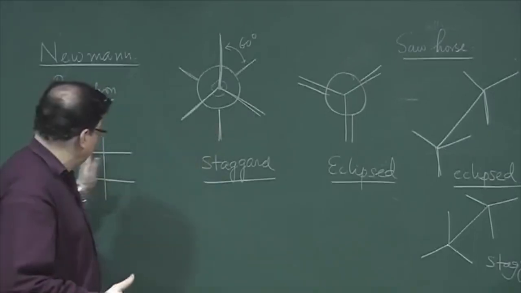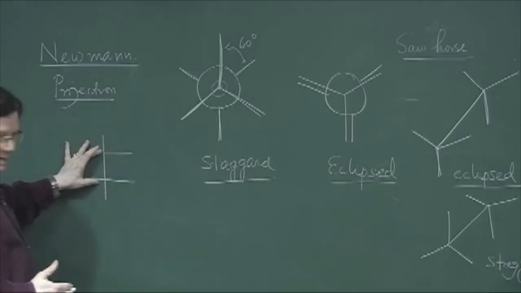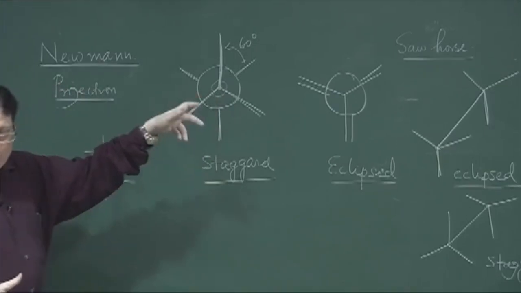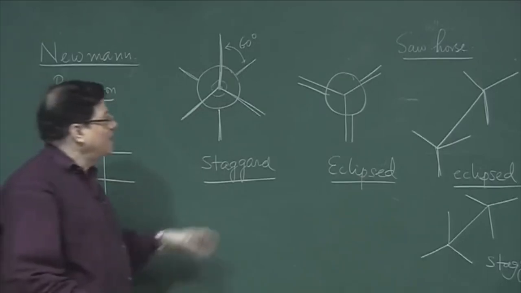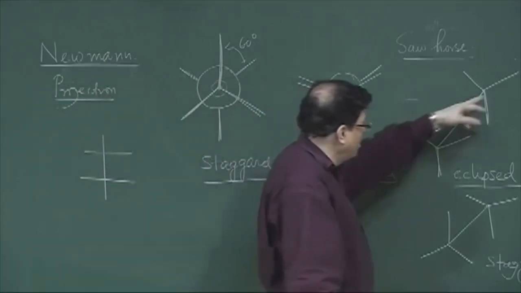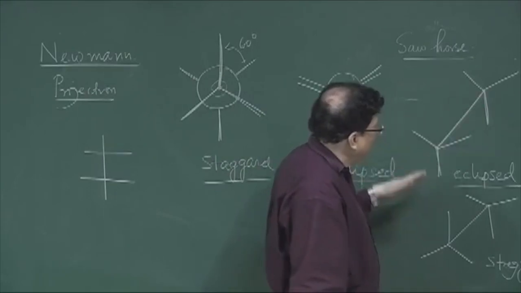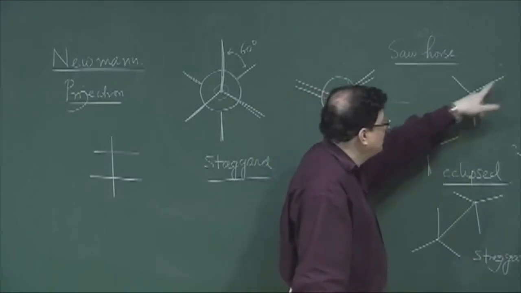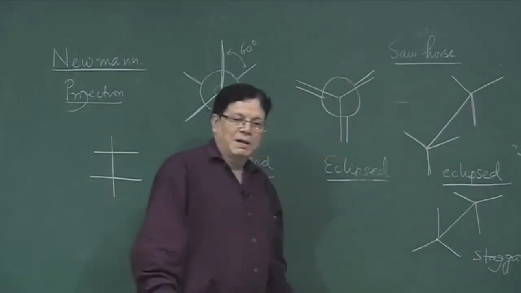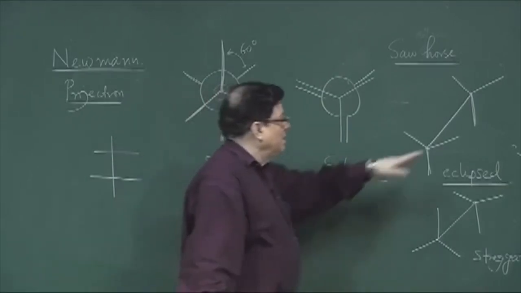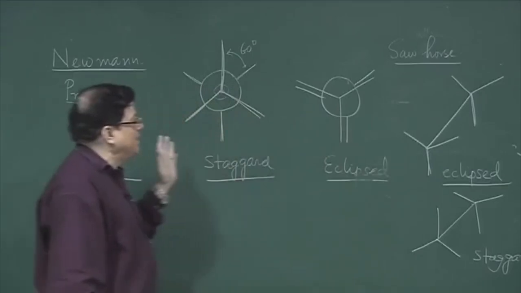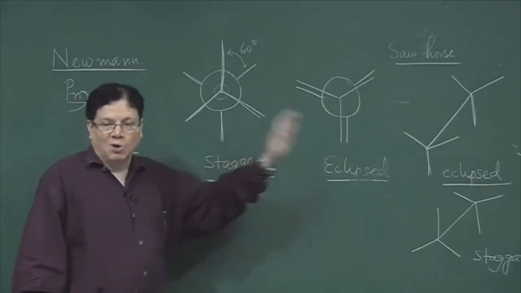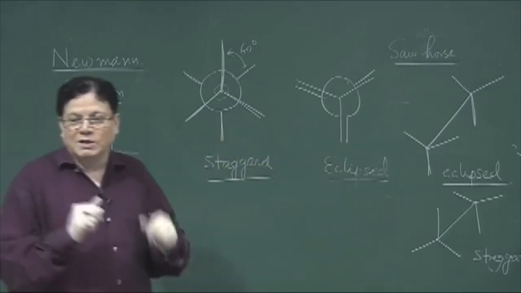The first was Fischer projection, which looks like this for a compound containing two chiral centers. Then we have the Newman projection, where it is viewed along the carbon-carbon axis. And the third one, you have the sawhorse, where the carbon-carbon bond is drawn in an angular fashion, and the other three bonds are then projected along the plane. Okay. And the problem can be given of how to convert a Fischer projection into a Newman projection or a sawhorse or vice versa, the interconversion of all these things.